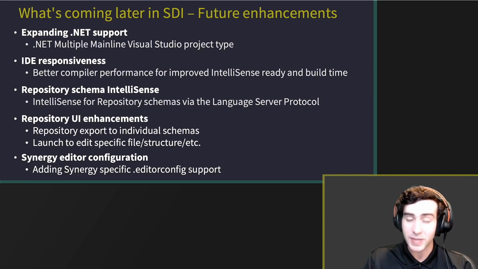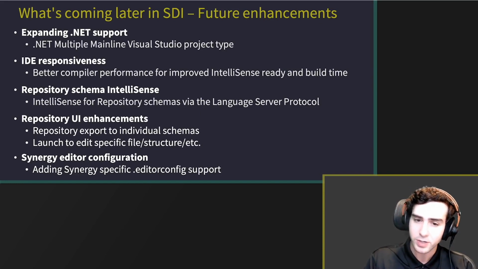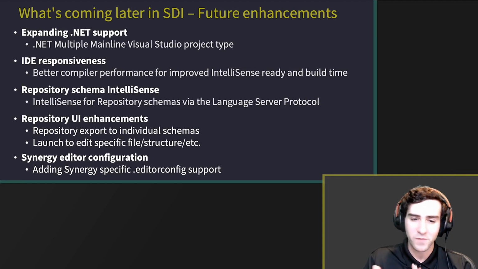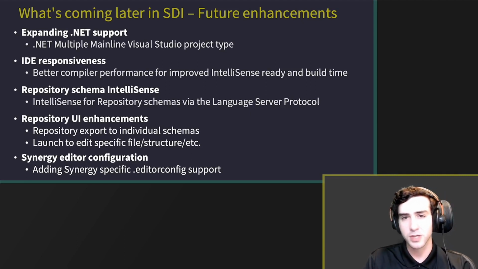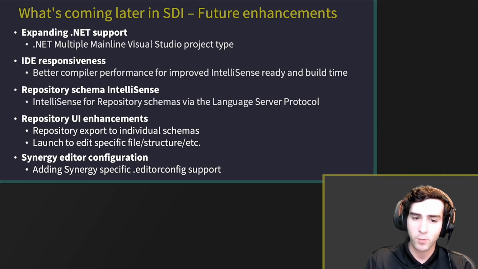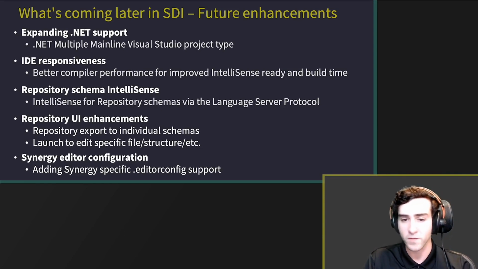Now, we're also updating the repository UI, focusing on supporting this hybrid schema editing approach. This includes capabilities such as exporting to individual schemas, which will provide developers with more control and flexibility in managing their schemas. And additionally, we're introducing features to launch edits for specific elements, like files or structures, directly from the UI. These improvements are designed to make the repository UI more intuitive and adaptable to various workflow needs, facilitating a seamless integration with the direct schema changes.